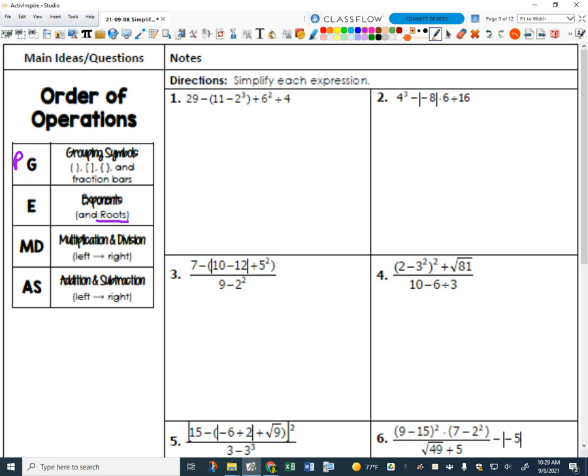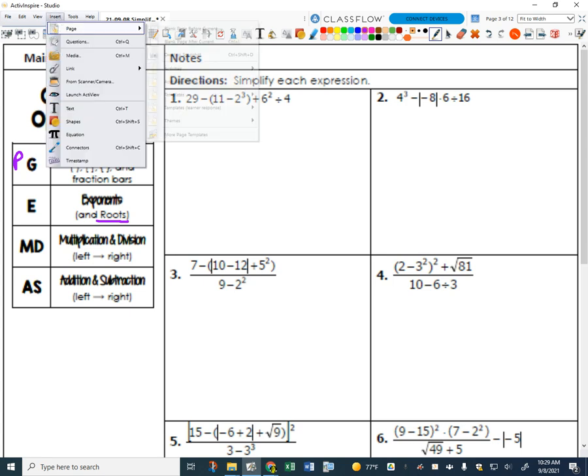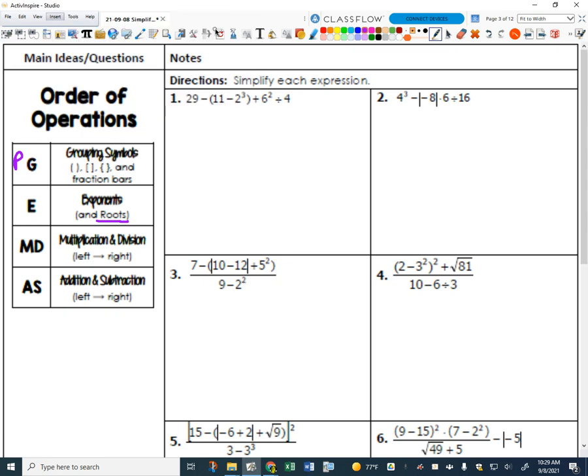And roots, by the way, are included in exponents. Same thing, okay? After that, we do multiplication and division from left to right, and then addition and subtraction from left to right. Now, there's one little point here I want to emphasize.